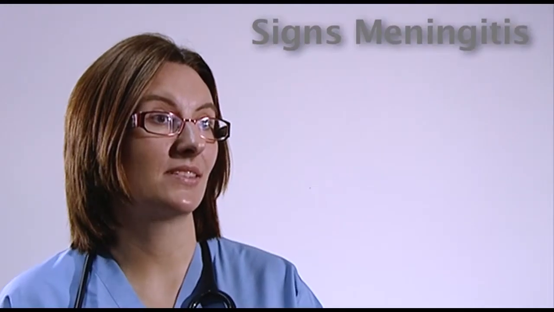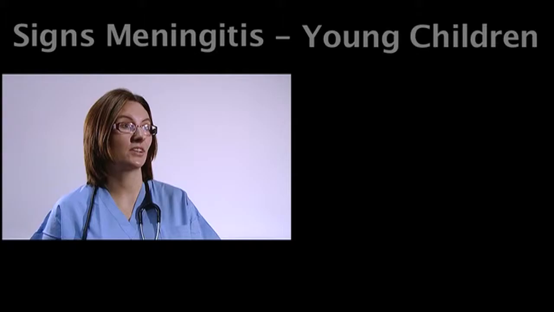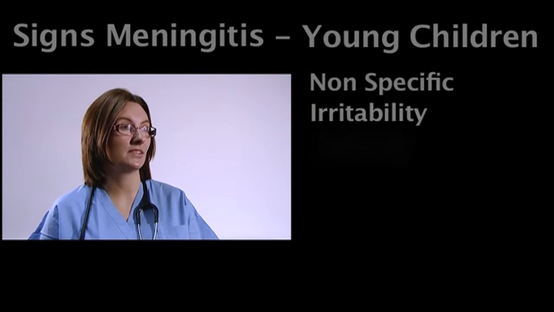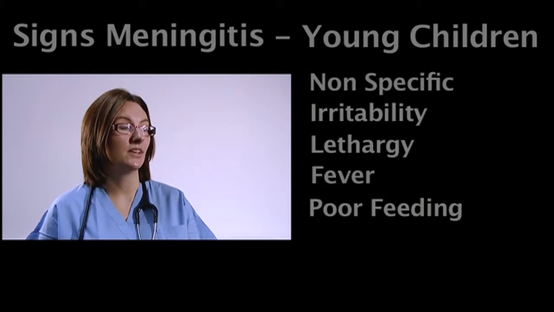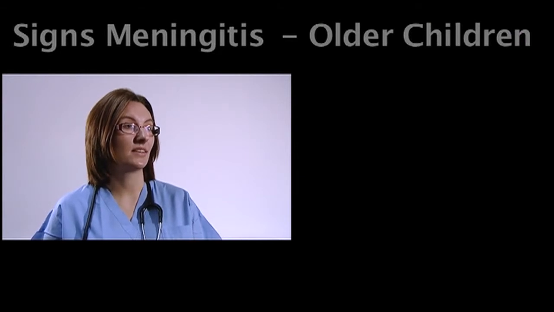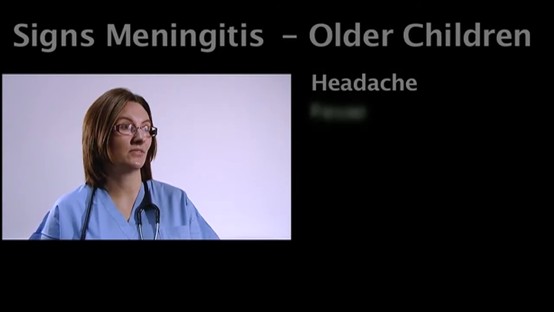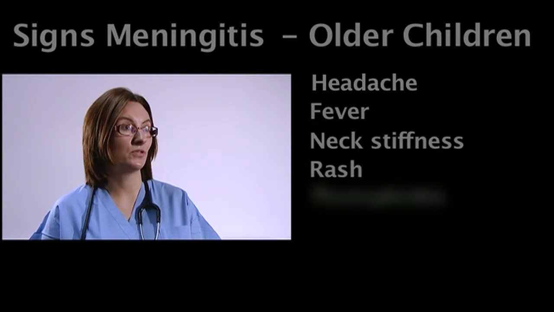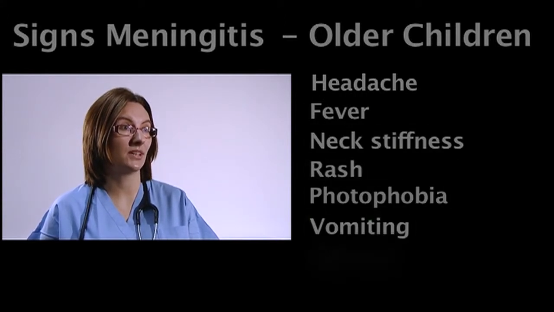The symptoms and signs of meningitis vary with age. In very young children, the presentation can be non-specific with irritability, lethargy, fever, poor feeding. Then as children get older, they develop more specific symptoms and signs. The classic symptoms would include headache, fever, neck stiffness, and photophobia. They also may be vomiting and may have seizures.